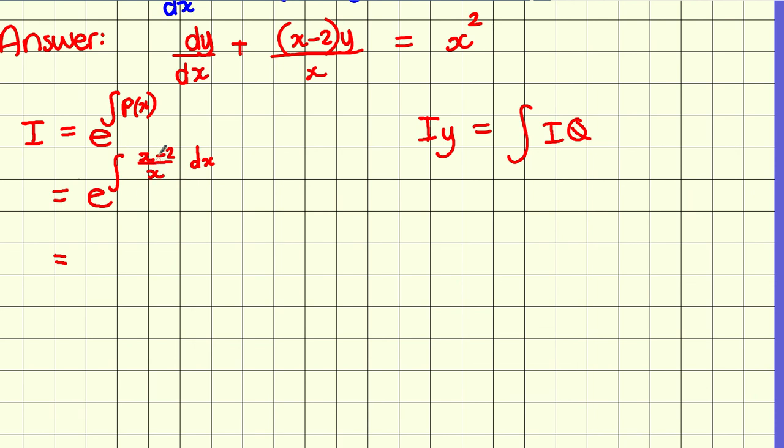What we could do is actually separate this. So I'm still going to keep e to the power of the integral of. So separate that into two fractions. So you're going to have x over x, take away 2 over x dx. Now obviously this can simplify a wee bit more before we integrate it. So x over x is just 1, and then take away your 2 over x, that can just stay as 2 over x.